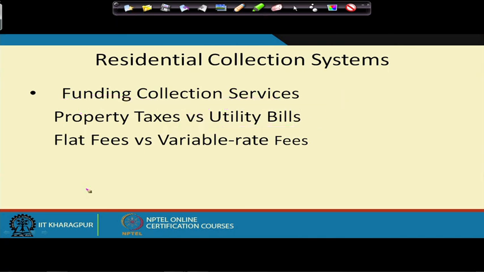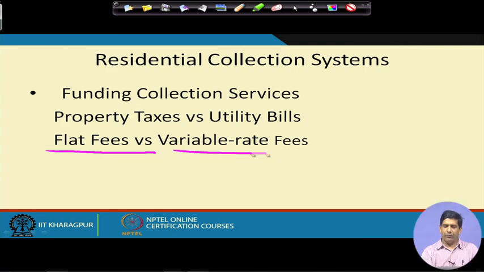And then there is also a concept of whether we should go for a flat fee or a variable rate fee. Now, what is the flat fee and the variable rate fee? Flat fee means you have one rate for the entire city, that is one option. You can have one rate based on certain area. This area will have this rate, this area will have that rate, based on the type of area, whether the area has a lot of wealthy people. So if you have a flat fee, there is no incentive to reduce the amount of garbage.